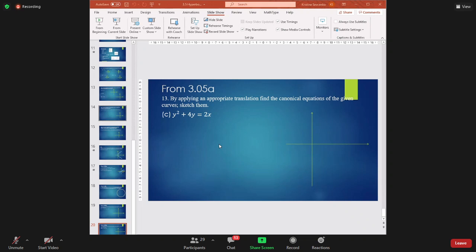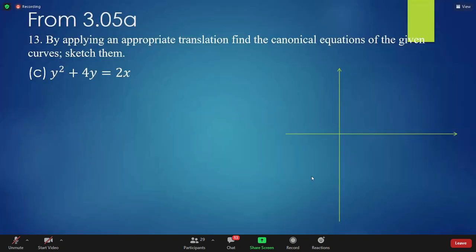And now, let us see with this. Okay, from current slide. There we go. And here we have an equation, and we need to understand what curve this is.